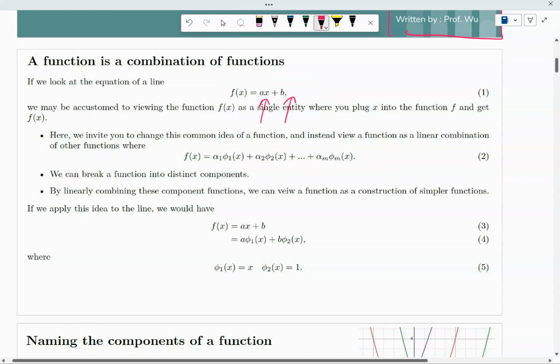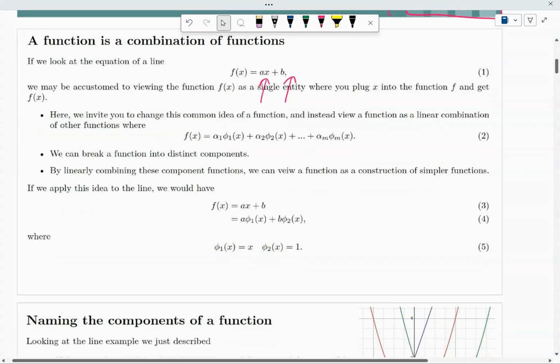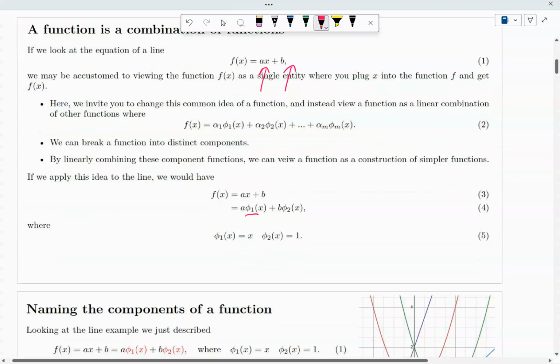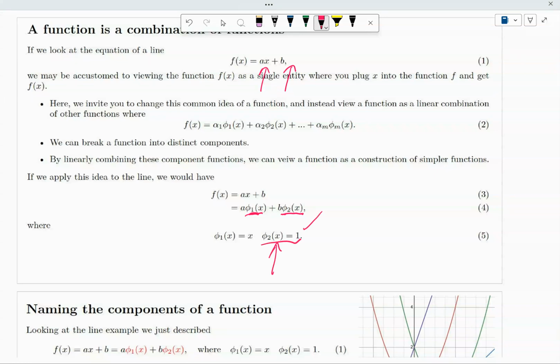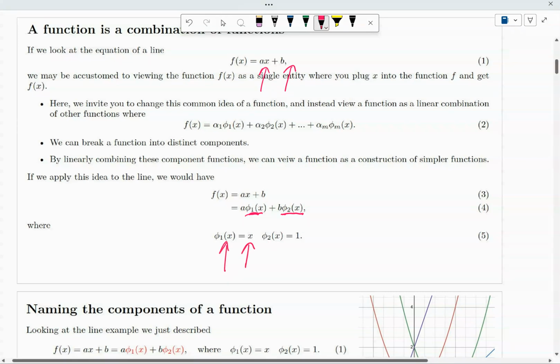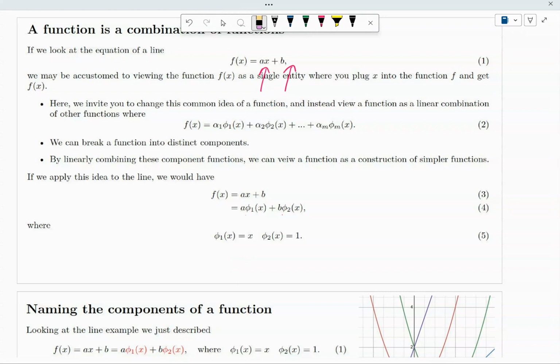Okay. So the way we can view this is that the first function is a times phi 1 and b times the second function, where the second function is just equal to 1. So whatever value you put in, it just gives you 1. And the first function, whatever value you put in, it just gives you x. Therefore, you can see this equation of a line is really a linear combination of two functions. Depending on how you pick a and b, you'll get a different line, but still a line regardless.